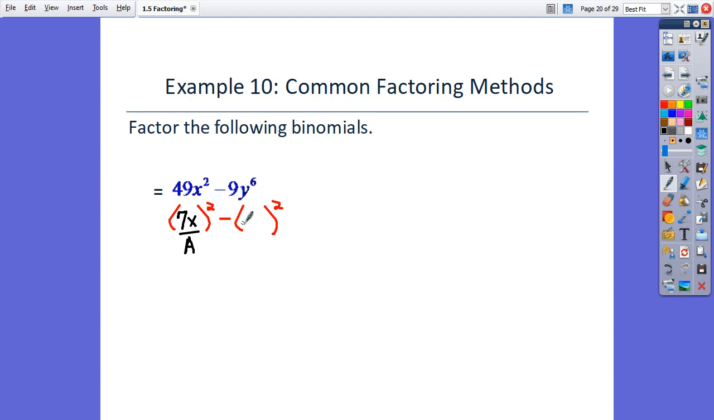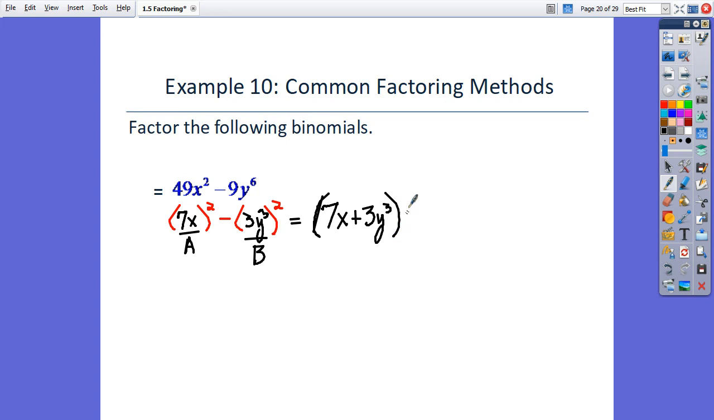What squared gives you 9? 3. What squared gives you y to the 6? y cubed. And so now I've got my B value. And then we just have to remember the formula, which goes to conjugates. So it goes A, 7x, plus B, or minus if you want to do minus, but I usually do plus first.